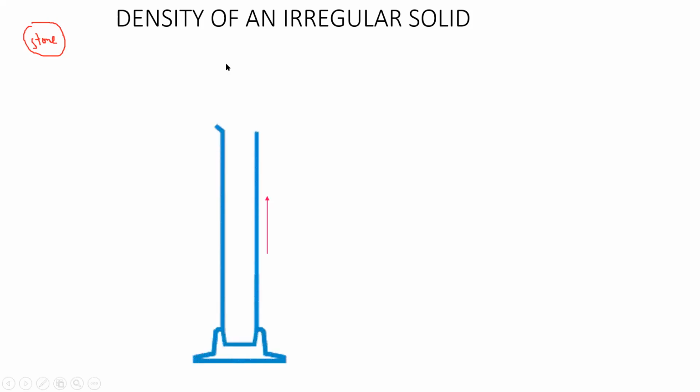Now, how to work out the density of an irregular solid. Irregular solid means a solid which does not have a regular shape. For example, if I say find the density of a stone, we can find the mass of this stone by placing it on the balance. But how to get the volume? For volume, we'll use the displacement method.